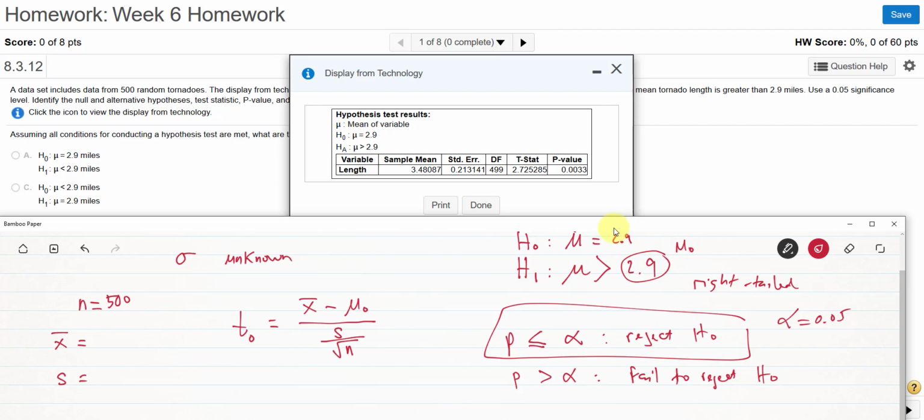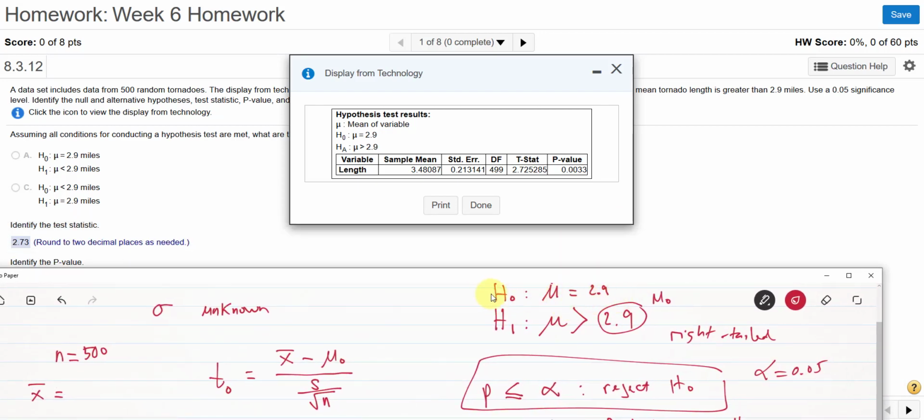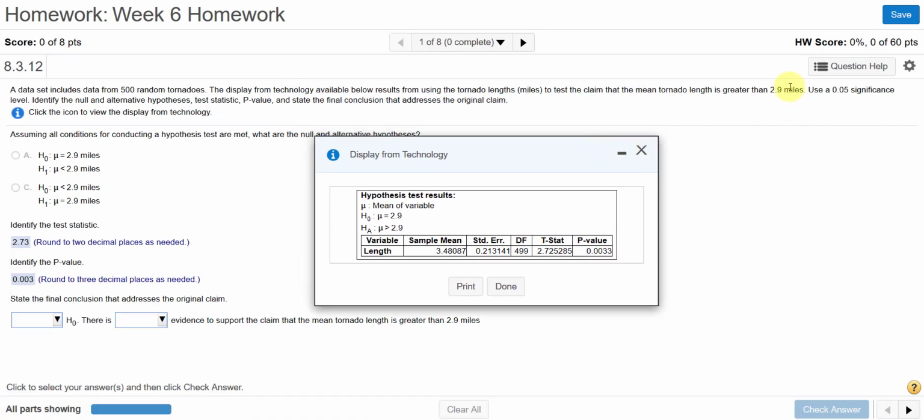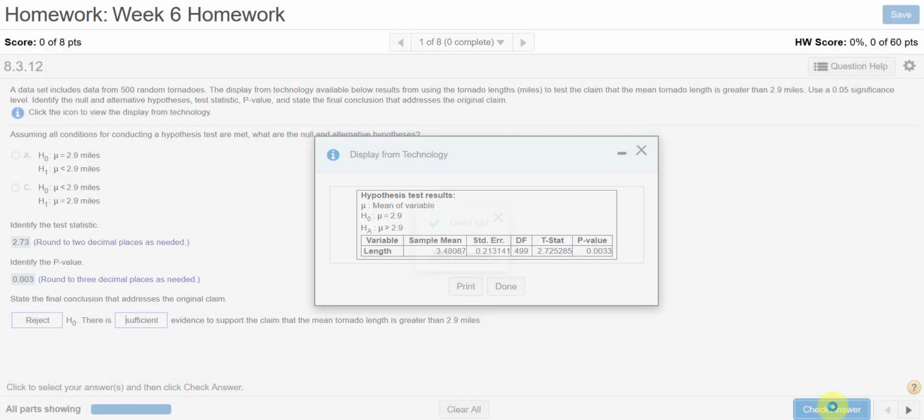If you reject, that means you don't support the case when the mean is equal to 2.9. That means you support this one. That means the claim of the mean being bigger than 2.9 mile is good, right? Therefore, you reject the null hypothesis, and there is sufficient evidence to support the claim because the claim says it is bigger than, right? The mean tornado length is greater than 2.9 mile, and then check the answer, which is correct.